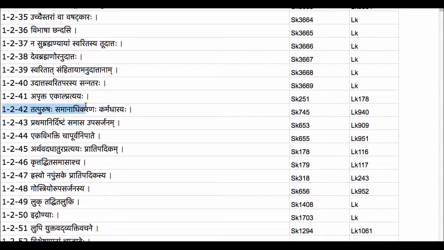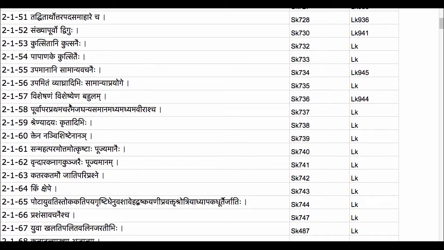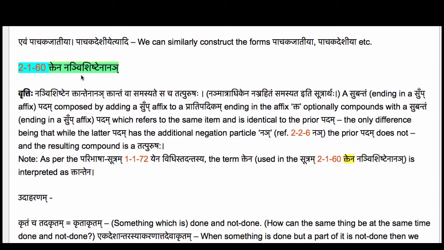Tatpurushaha Samana Adhikaranaha Karmadharayaha. We recently studied the Sutram 2-1-58, Purva Para Prathama Charama Jaghanya Samana Madhya Madhyama Virashcha. We have also studied the Sutram 2-1-57, 2-1-56, 2-1-55. Let us now take the Sutram 2-1-60. Ktena Nai Vishishtena Nainya. Padacheda is Ktena Nai Vishishtena Adanya.